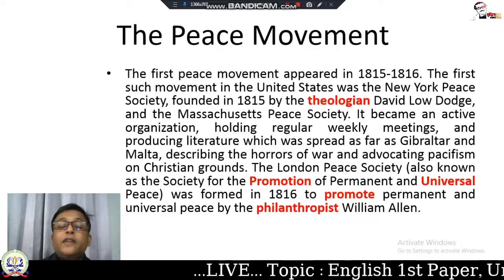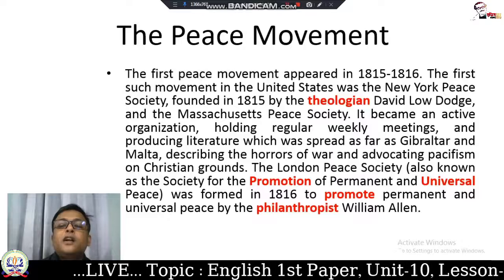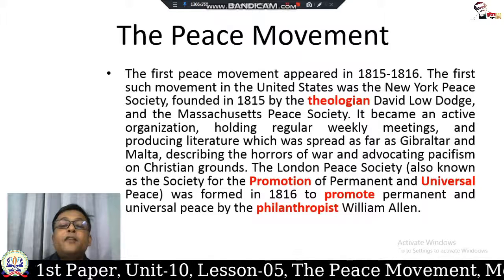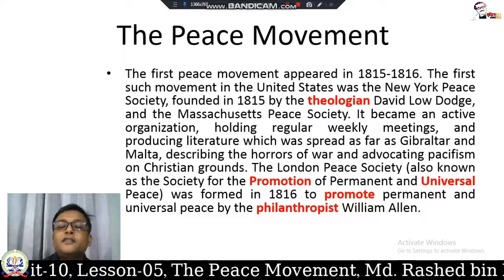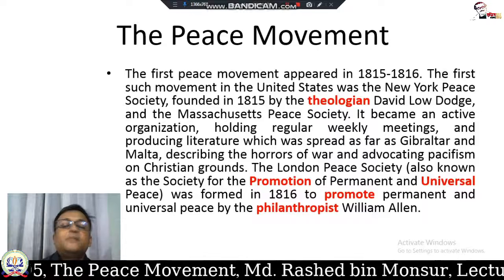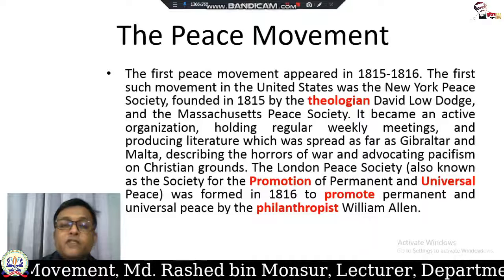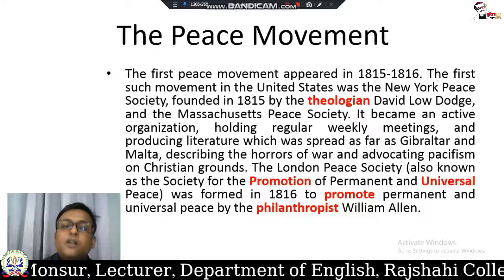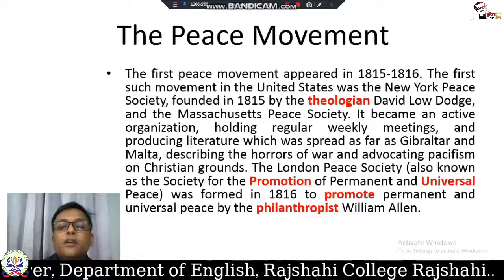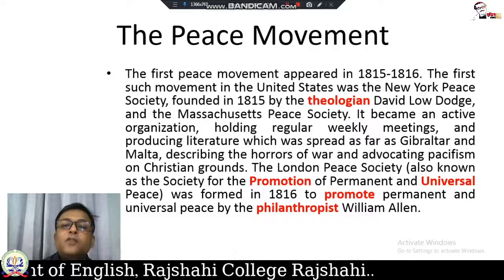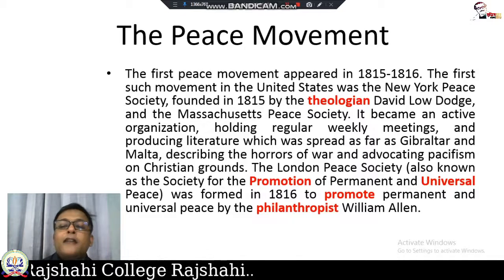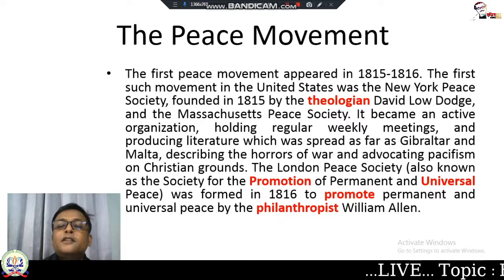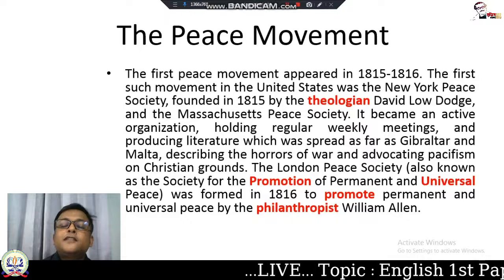They used to publish literature, and this literature was spread as far as Gibraltar and Malta. These are very remote countries from the United States, but their activities reached every corner of the world. In those pamphlets, they described the horrors of war. War is very horrible. War is not something that is good. War is dangerous. They described the horrors of war to the people so that they avoid war, and advocated pacifism on Christian grounds. So he used the Christian religion to make people understand the necessity of pacifism, that means the necessity of peace.